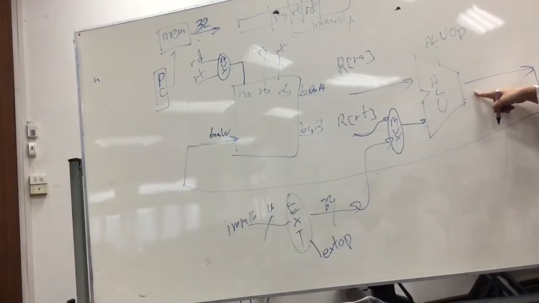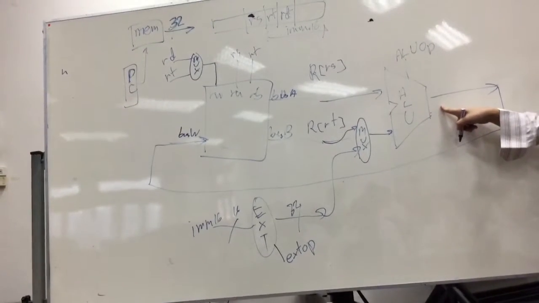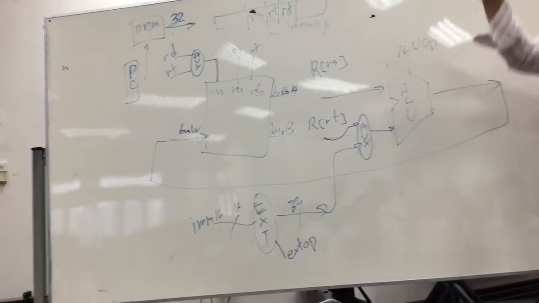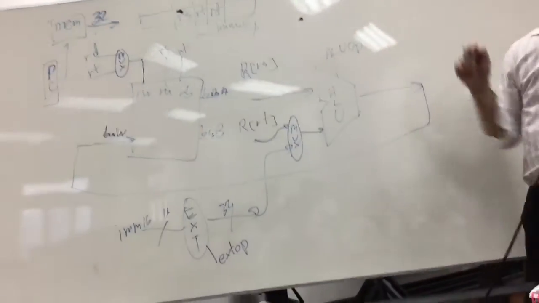If we ask the ALU to do the add instruction, we got the address that we want.